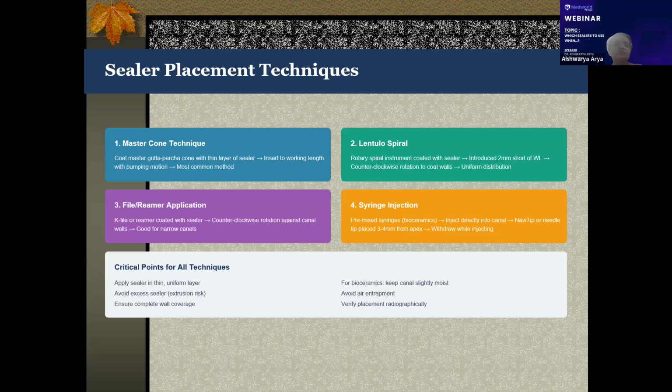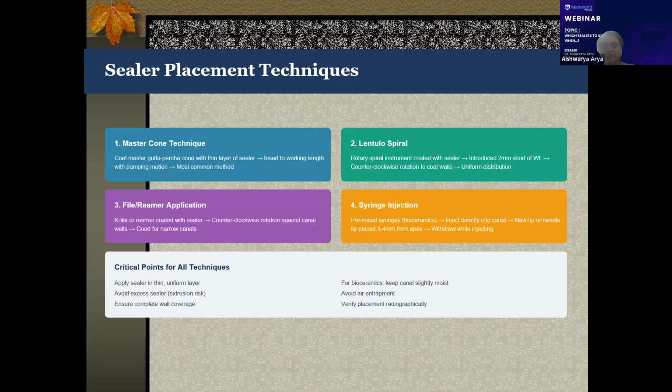You could also use files and reamers for application of your sealers. Make sure you're always using a counterclockwise rotation against the walls. It is very important to use it specifically in cases of narrow canals, when you know that the canals are very narrow, or rather calcified. In those cases, you can use your files, specifically your number 10 and 15 files, which can easily be introduced inside the canal.